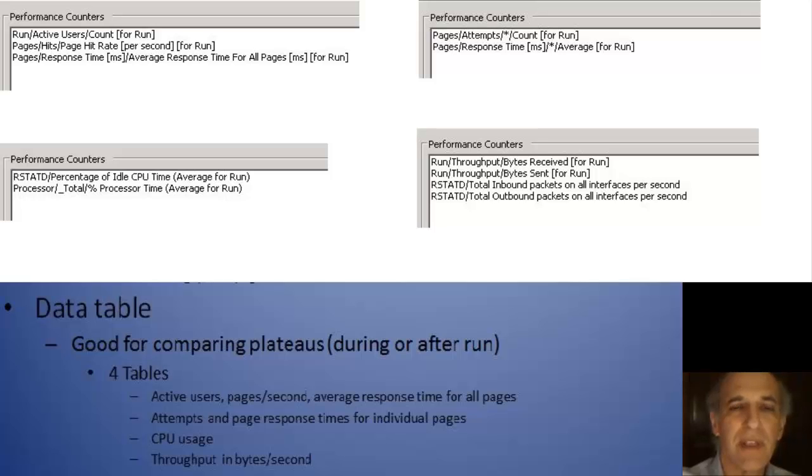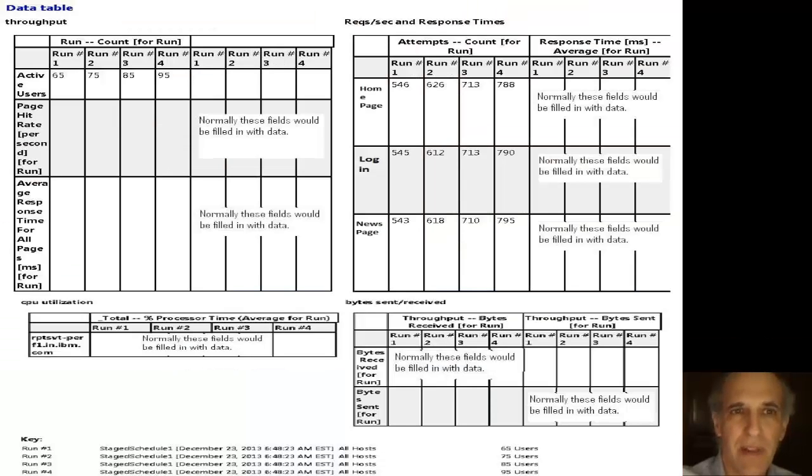And these graphs look like this after you get done comparing plateaus. In this case, I compared 4 plateaus with 65, 75, 85, or 95 users. And in the upper left-hand corner, you can see the page hit rate per second, which is typically the number that we look for, what's the overall throughput for all pages. And the same thing is true for average response time for all pages.